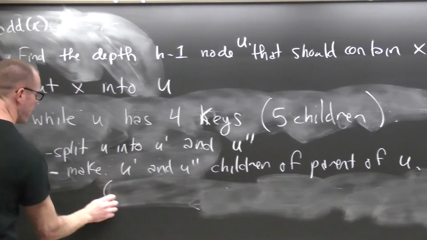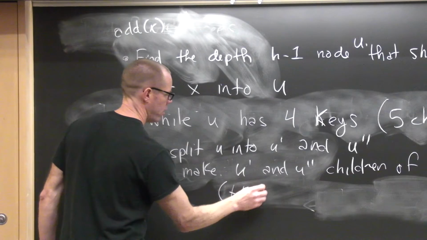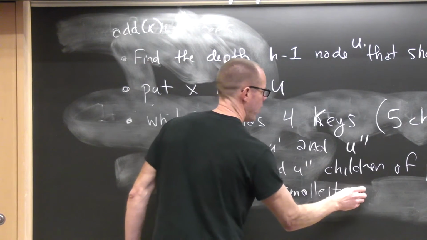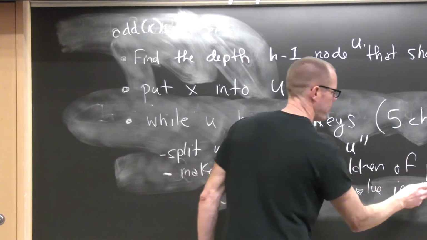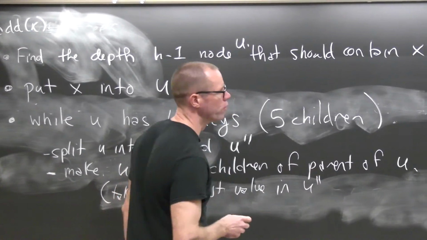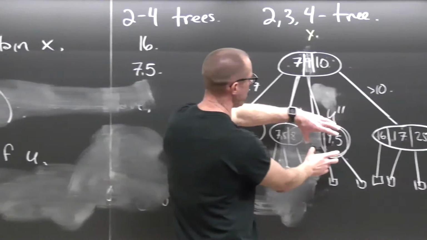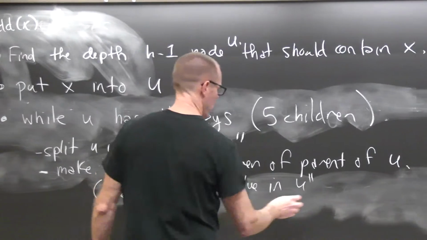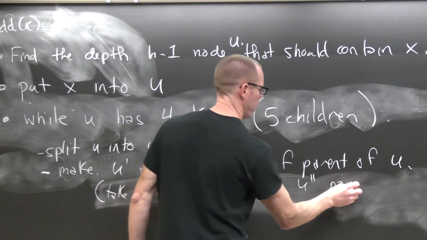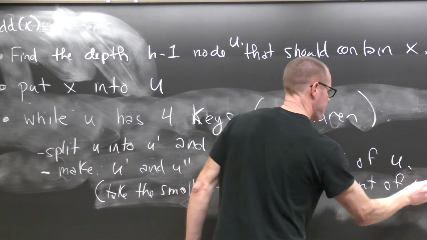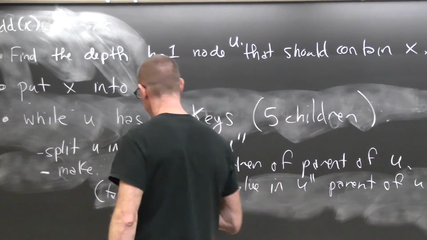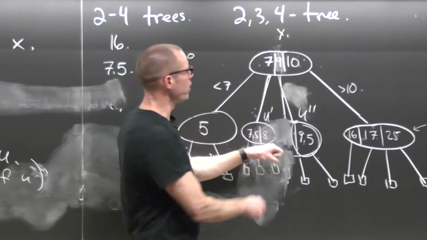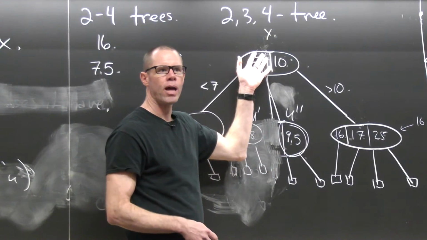And while we're doing that, we take the smallest value in u double prime. There's 2 values in u double prime at this point, 9 and 9.5, and we put it up into the parent. Okay. Find a nearly leaf node. We insert the new key. If we need to, we split it, and then we add that to the parent.